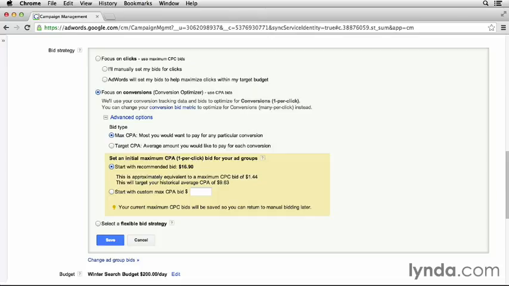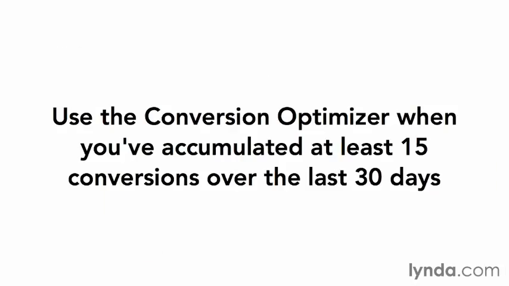I definitely suggest that you try this out as soon as you've accumulated enough conversion data to make this option available. In order to use this feature, you need to be collecting conversion data, and you have to have at least 15 conversions over the past 30 days. You also have to be receiving those conversions at a pretty steady rate from day to day.